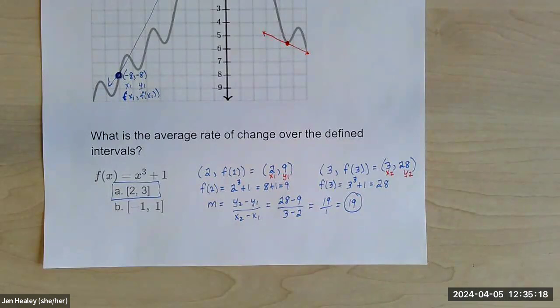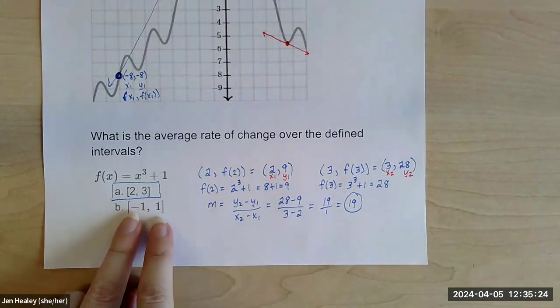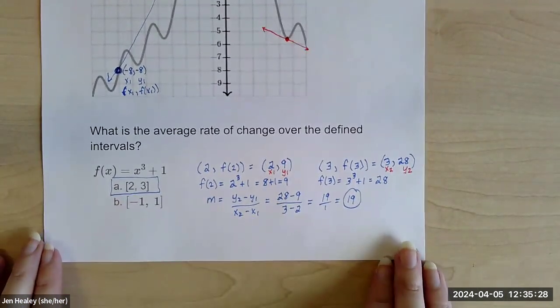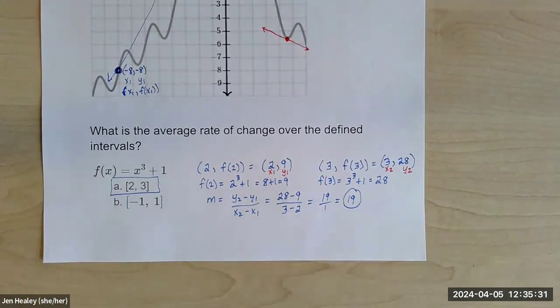So I'm going to have you take a second. Try part B, see if you've got this. For part B, you're doing exactly the same thing, but the x values you get this time are -1 and +1. So see if you can match up what we just did. You're using -1 and +1 as your x values now.